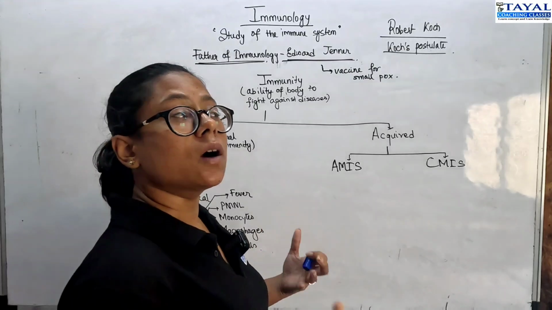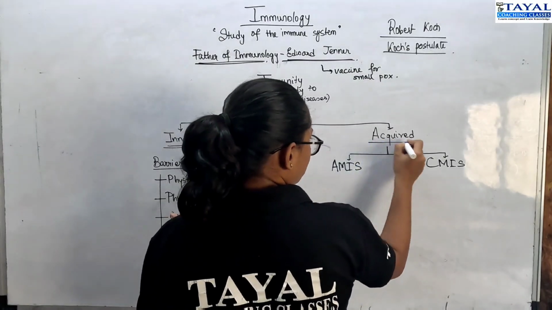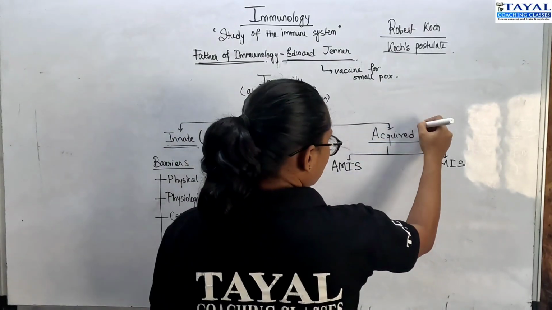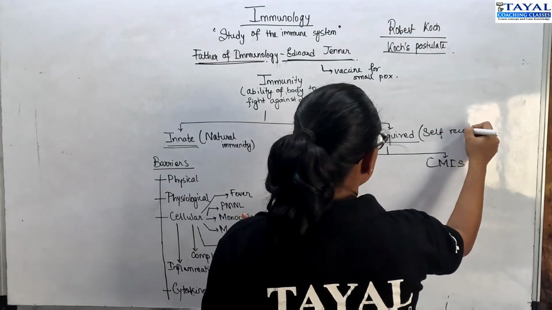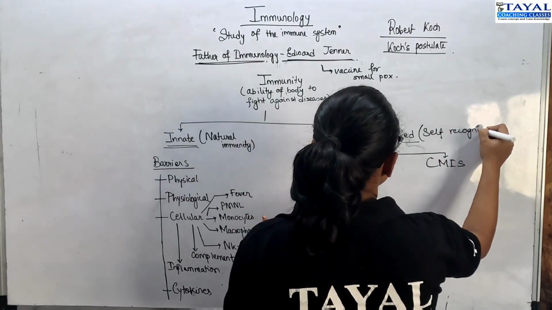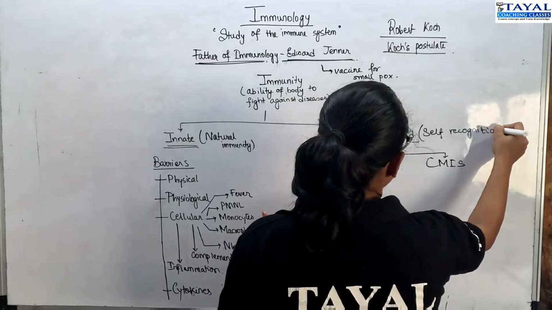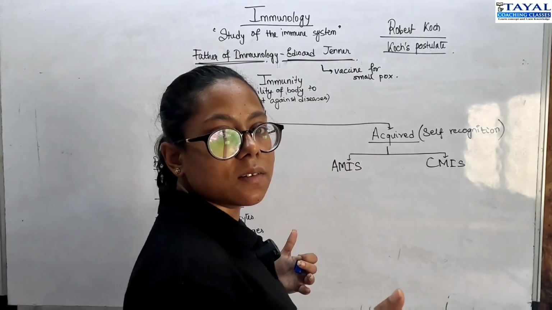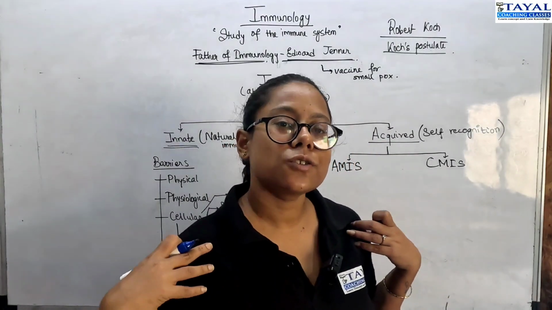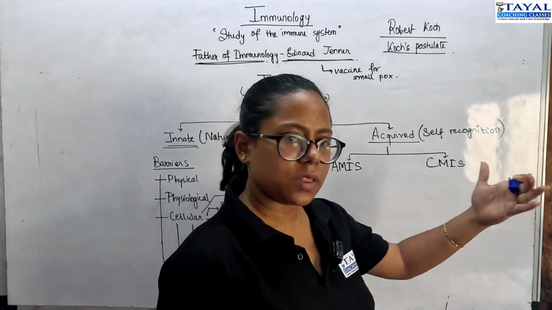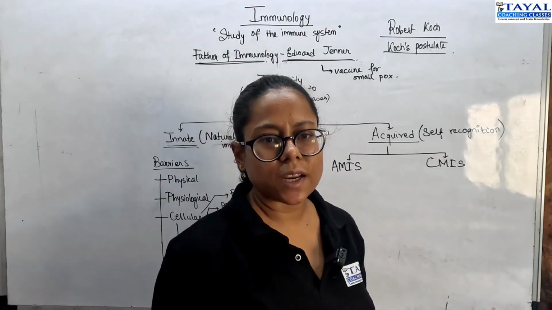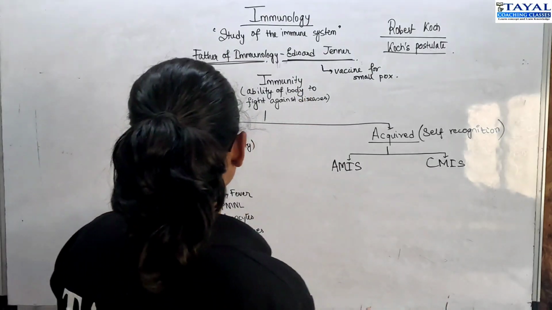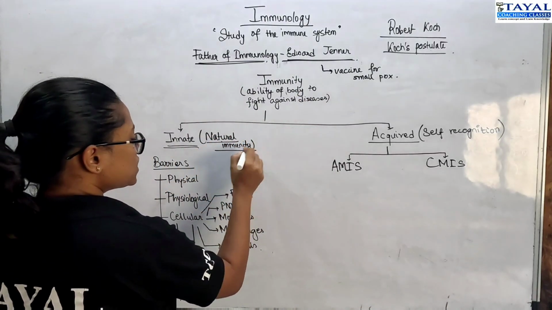Whereas the ones that we acquire throughout our lifetime is acquired immunity. Now the difference between these two is that acquired immunity has self-recognition. It can identify between self and non-self. As I told you, everything that belongs to my body is self to me, and anything else that is from outside of my body is non-self for me. But innate immunity has no such ability.